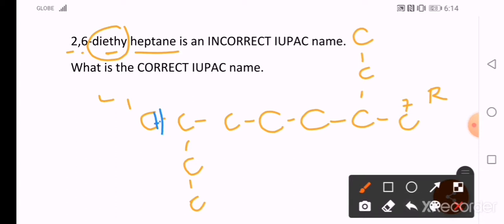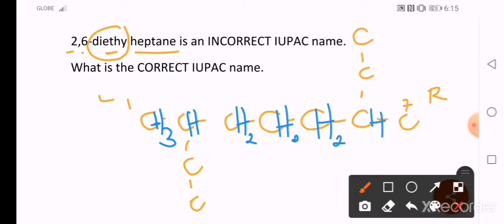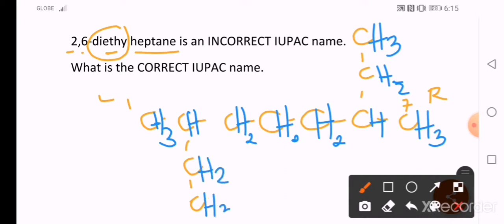Sorry. Maganda ang ating stylus. Okay. So this one will have 1 hydrogen. This will have 2. Still 2. Still 2. This one will have 1. This one will have CH3. This one will have 2. And this one will have 3. Still the ethyl group will be CH2 and CH3.